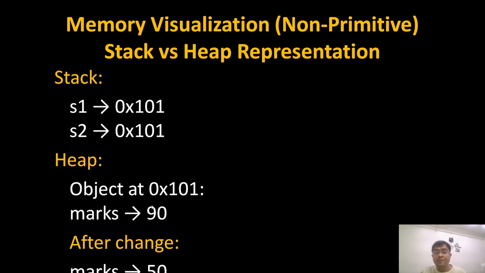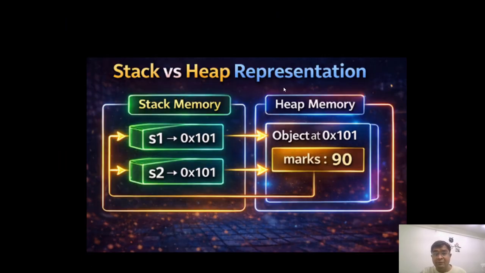Initially the marks value was 90 and then after the change we made it 50, right? So that's how the stack versus heap would look like. So you have s1 object, s2 object there. They both are pointing to the same. S1 and s2 are references. Both are the references and both are pointing to the same object in the heap memory. So you have two references and one object. Once again, I repeat. You have two references and one object.